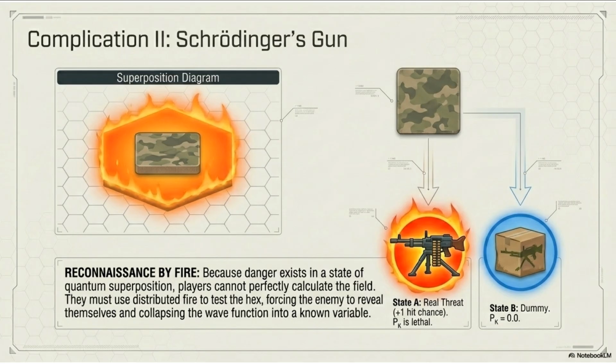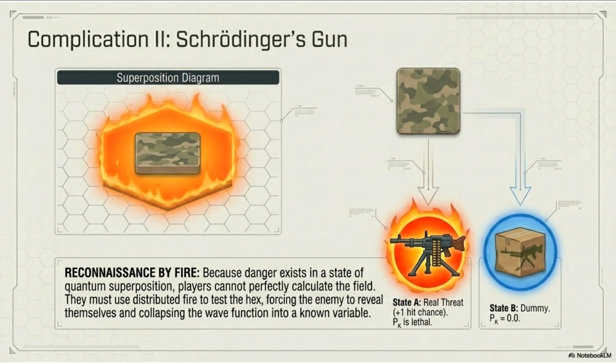So if I'm the blue player trying to apply scalar field theory, I'm in trouble. I'm looking at a hex and my math says this is a high danger zone. Yeah. But in reality, the danger might be 0. It might just be a dummy. It creates a situation that's very similar to quantum mechanics. Until you observe the unit, until you get close enough to spot it, the lethality of that hex is in a state of superposition. It's both deadly and harmless at the same time.